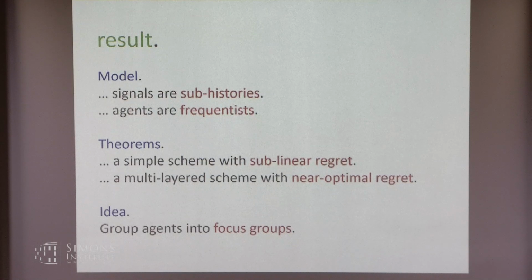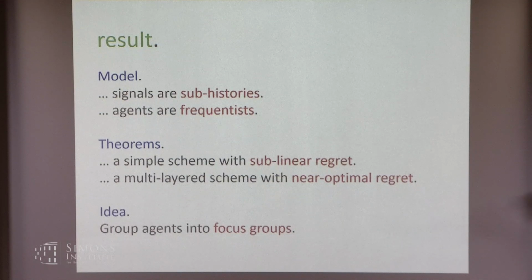So we're going to look at a model in which the signals are subhistories. So the principal is required to report the experiences of some subset of agents and not just a recommendation. The agents themselves are going to be frequentists. So instead of doing a Bayesian update, the agents are going to estimate the quality of a restaurant using the empirical average of the outcomes that they've seen in these subhistories.